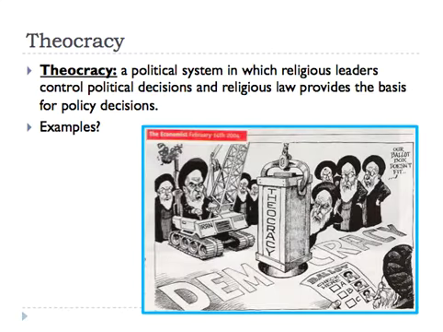A theocracy, like Iran, is a political system in which religious leaders control political decisions. Religious law provides the basis for policy decisions. They use a text of some sort to make all their government decisions. That is part 2.